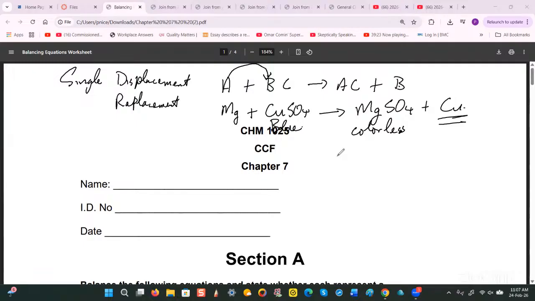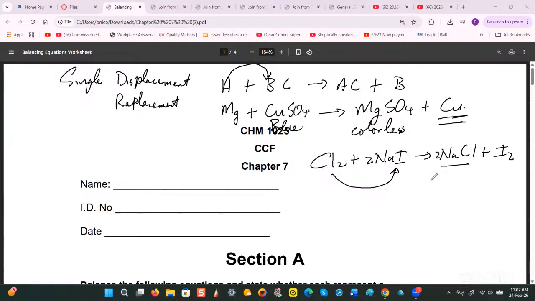Another example of a single replacement reaction is the reaction between chlorine plus sodium iodide to form sodium chloride plus iodine. To balance this, we're going to need a 2 here and a 2 here. In this case, you can clearly see that the chlorine is replacing the iodine, and therefore you end up with sodium chloride and the iodine, which is displaced. That's basically what happens in a single displacement or single replacement reaction.